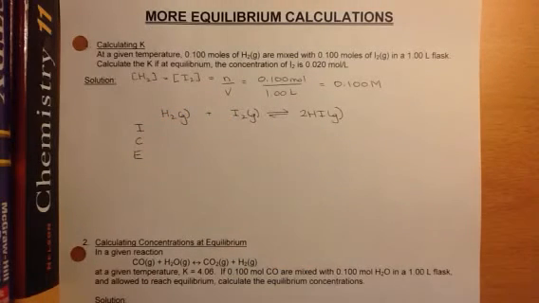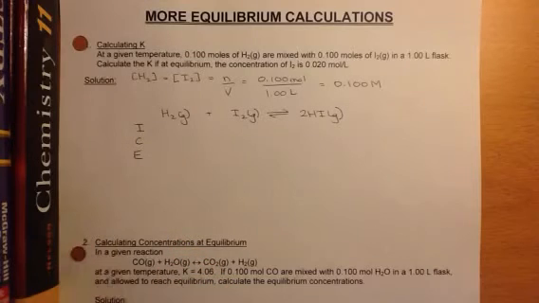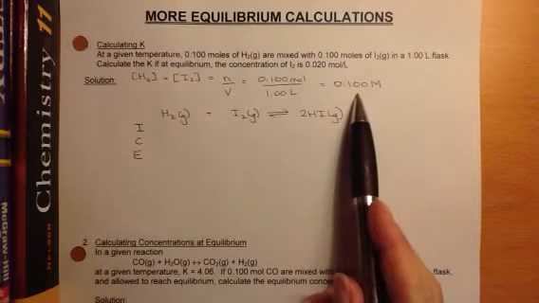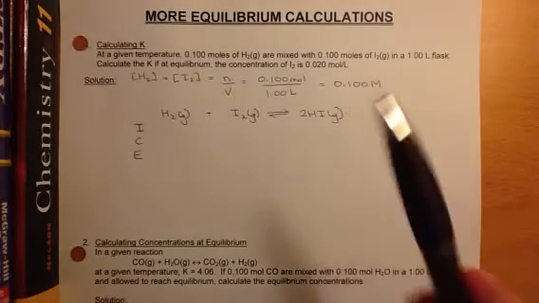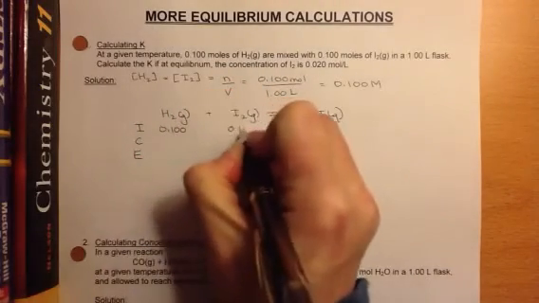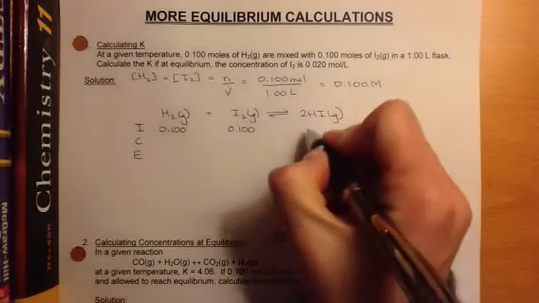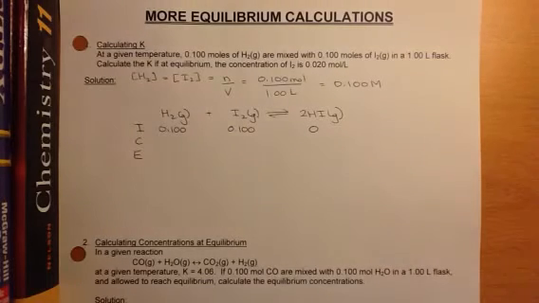So here we have in our ICE chart the initial amounts, the change, and the equilibrium. So let's start off with the hydrogen gas. We already calculated that the initial concentration of the hydrogen gas is 0.1 moles per liter, and that is the same value for the initial concentration of iodine. We'll assume that we have no product to begin with, so we'll put a 0 in the initial part of the hydrogen iodide.